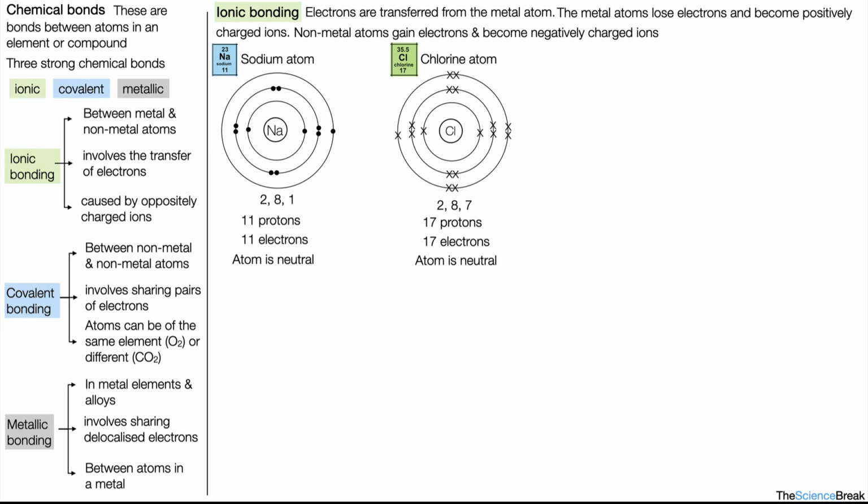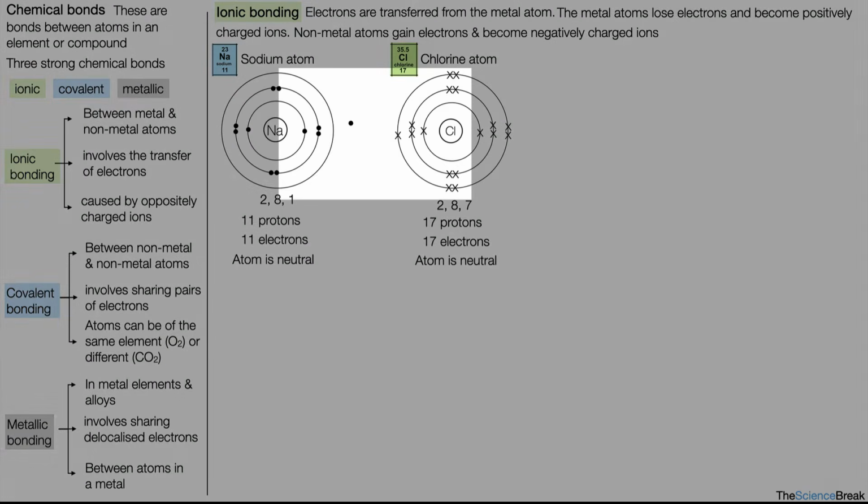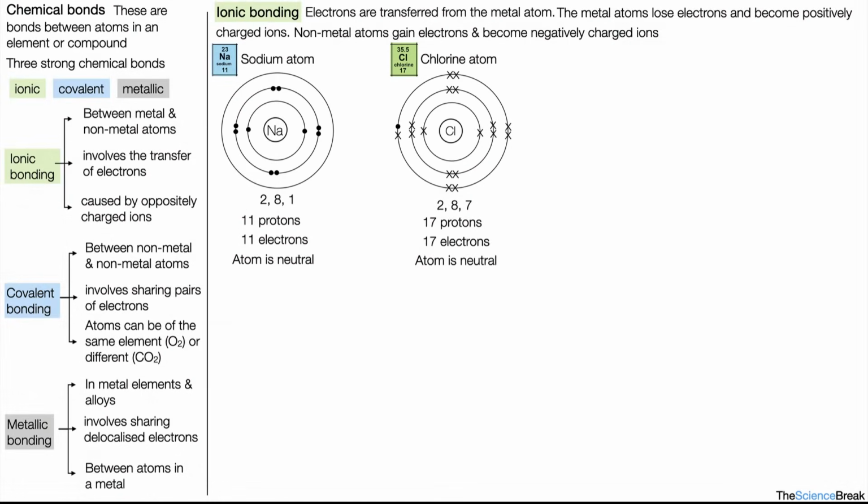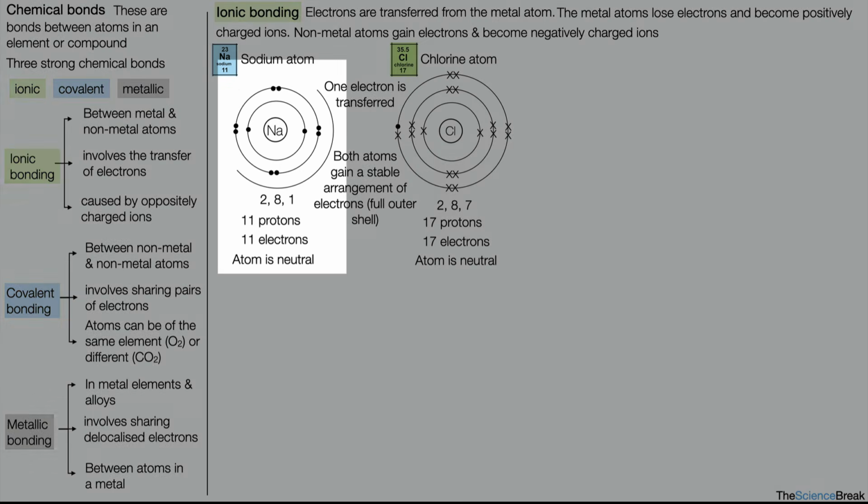Now, when we have a chemical reaction between sodium and chlorine, we have the transfer of an electron from the sodium to the chlorine. 1 electron is transferred, and the reason for this is so that both atoms gain a stable arrangement of electrons, in other words, a full outer shell. You can also say they gain a noble gas configuration, but mark schemes allow these 2 points for the mark.